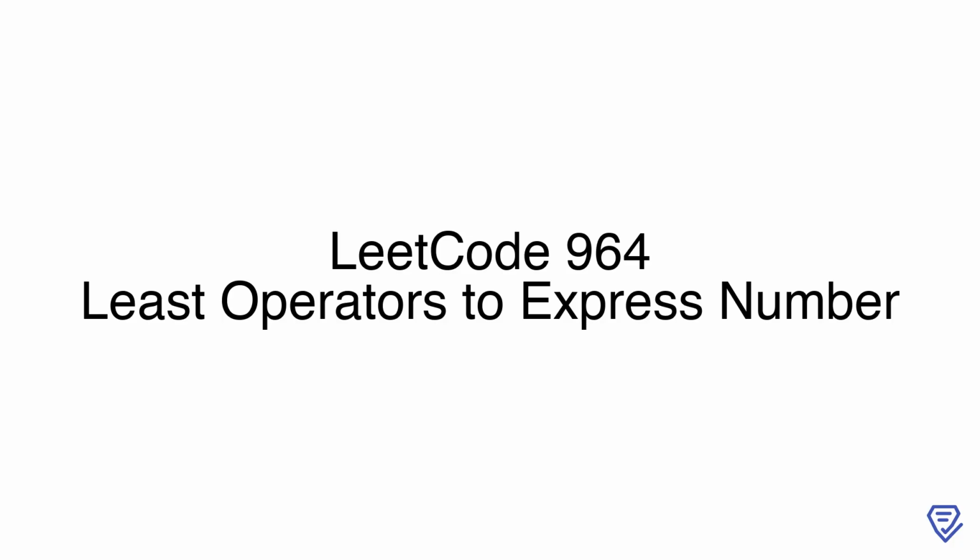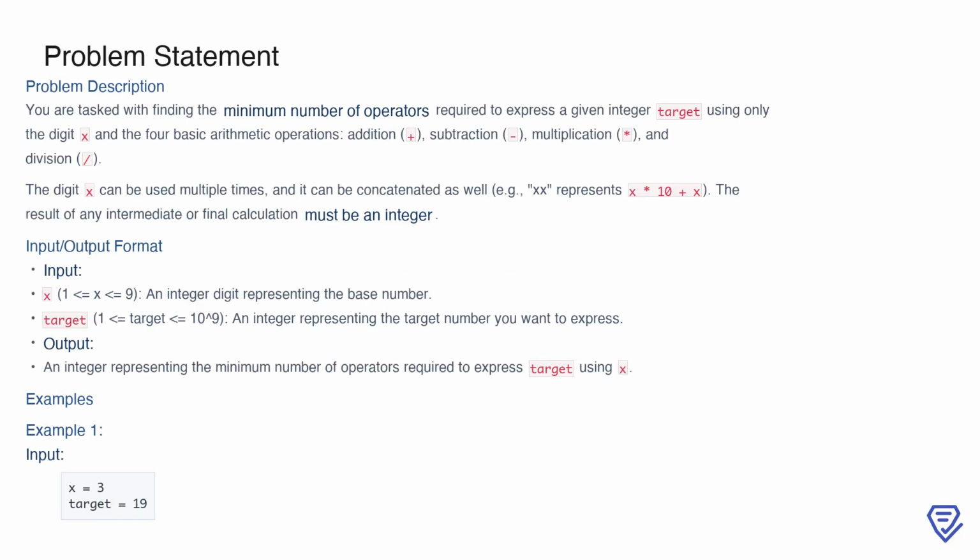Let's get started. In this problem, we are tasked with expressing a given integer target using only a single digit x and the four basic arithmetic operations: addition, subtraction, multiplication, and division. The goal is to minimize the number of operators used. Importantly, the digit x can be used multiple times, and it can even be concatenated. For example, if x equals 3, the string 33 would represent 3 times 10 plus 3.